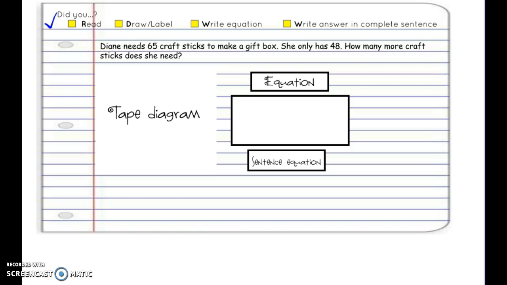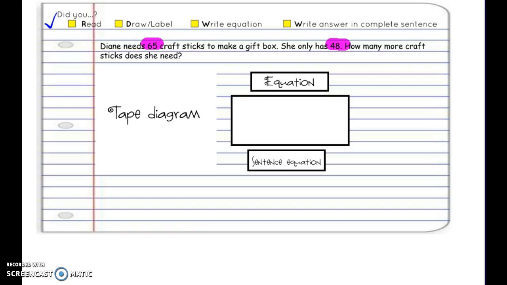Diane needs 65 craft sticks to make a gift box. She only has 48. How many more craft sticks does she need? So, thinking about this problem, I'm going to go back and circle my numbers. So I see the number 65, so circle 65. I also see 48, so circle 48.